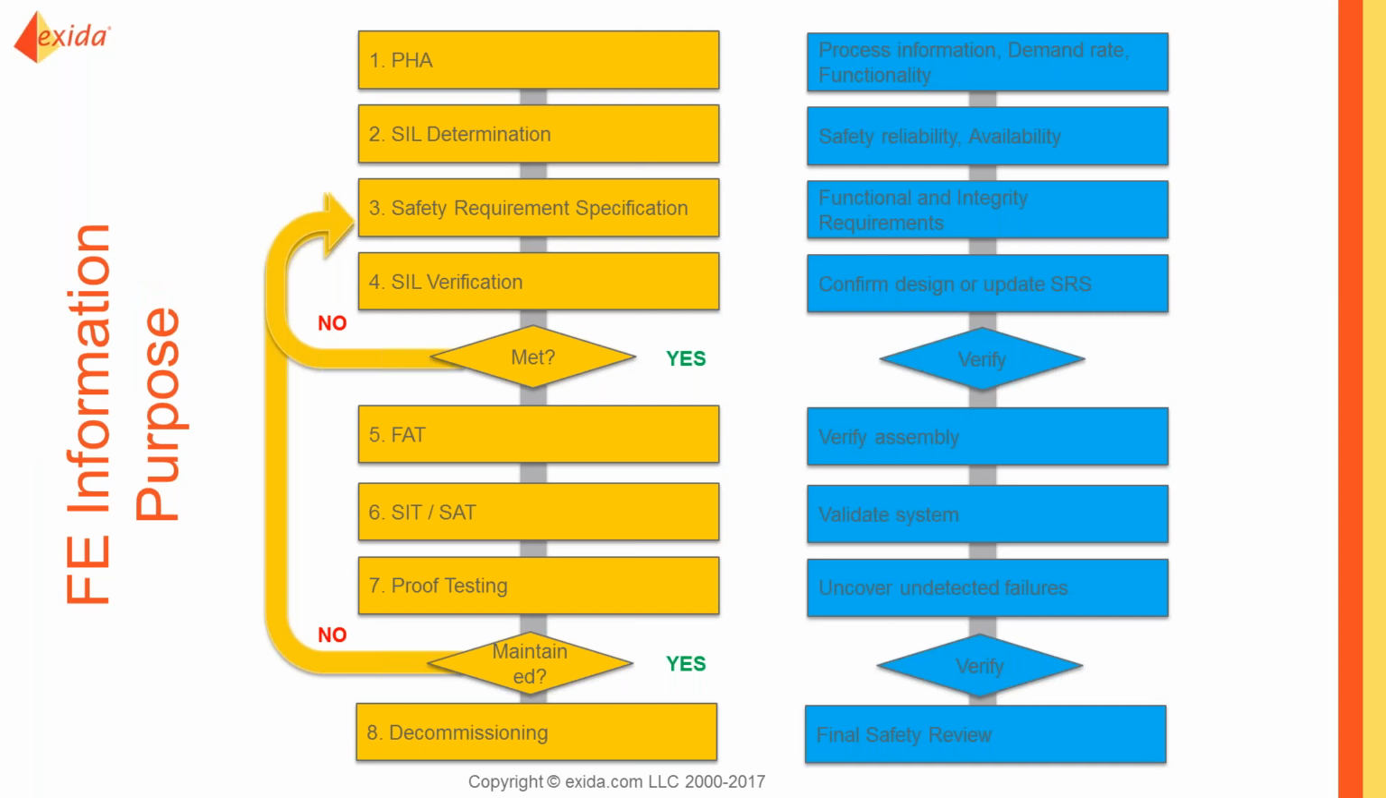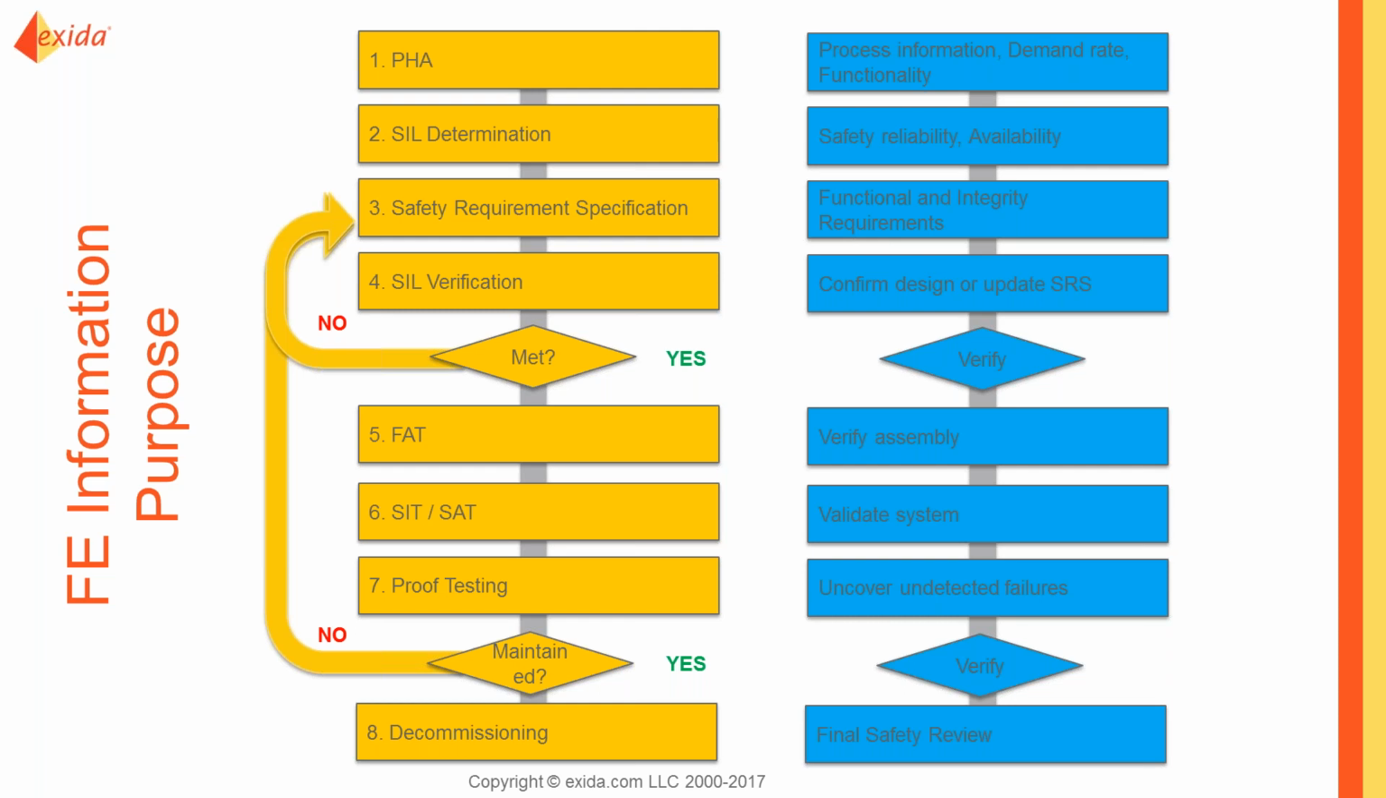So what information can we draw from that for our safety life cycle? If we look at the blue side or the right side of the screen, this details information we want to capture at each stage. So at the PHA, we want to capture the process information and things such as the demand rate and the proposed functionality for the system. At SIL determination, we'll get metrics such as safety, reliability, and process availability goals. The safety requirement specification gives us functional and integrity requirements.